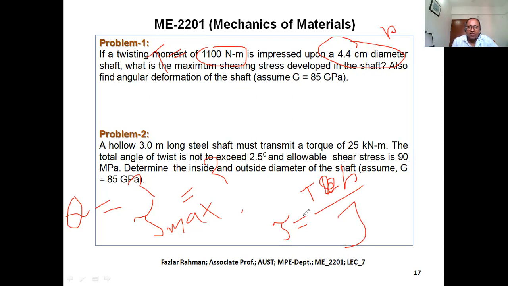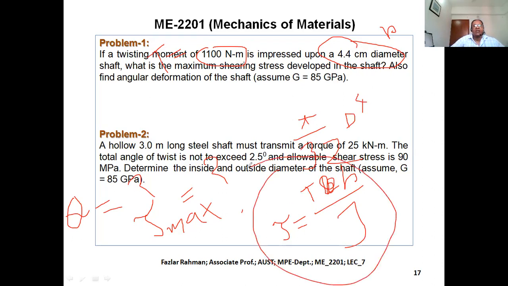So easily you can figure it out. T is given as 1100 Newton meter, R is 4.4 centimeter, you convert to meter, then divide by 2. And what is the value of J? Pi by 32 times D to the power 4. The diameter is also given, so you'll get tau. The unit of tau is Newton per meter square, or PSI, or Pascal, right?